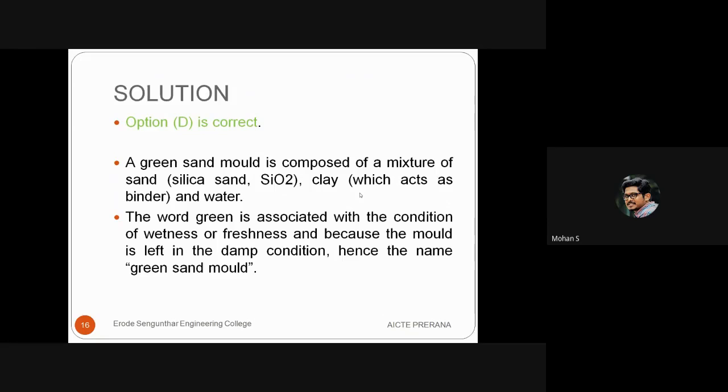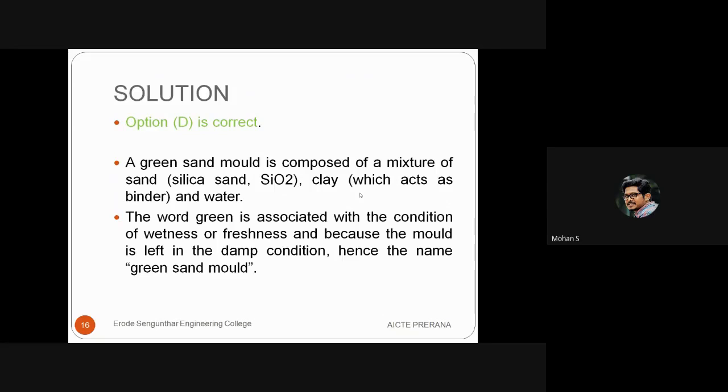Okay, the next point is that the word green is associated with the condition of wetness. It means that the word green represents that the mold is still in wet condition. The word green is associated with wetness or freshness, because the mold is left in the damp condition. Damp condition in the sense it should contain some amount of water, and hence the name is called green sand.